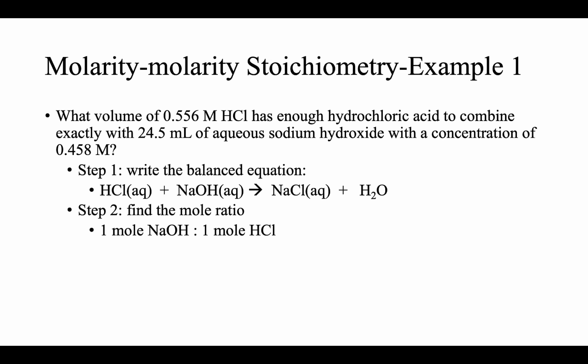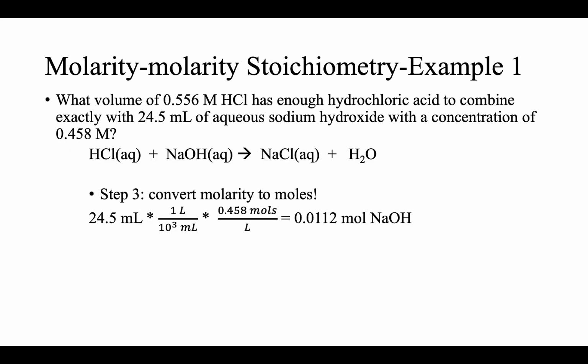Step number two is to find the mole ratio from the balanced equation. From this equation, I know that the ratio between sodium hydroxide and hydrochloric acid is 1 to 1. Next, I can't directly put the information given in the question into our BCA table, because the values are not given in moles. So I have to convert molarity to moles.